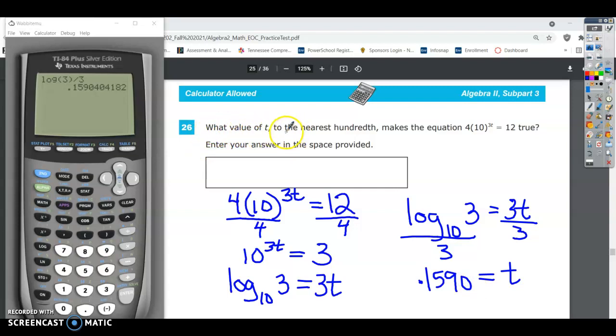And this says enter your answer in the space provided. It says what value of t to the nearest hundredth. So that's 2 decimal places. So 2 decimal places would mean we round up to a 6. So 0.16. So the answer to number 26 is 0.16.